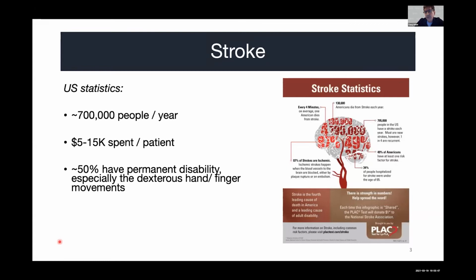One more thing about stroke is that it could be ischemic, wherein a clot is formed in one of the arteries of the brain, disrupting the blood flow to different brain cells or different areas. Or it could also be hemorrhagic, where some vessel in the brain ruptures, which also leads to similar consequences.